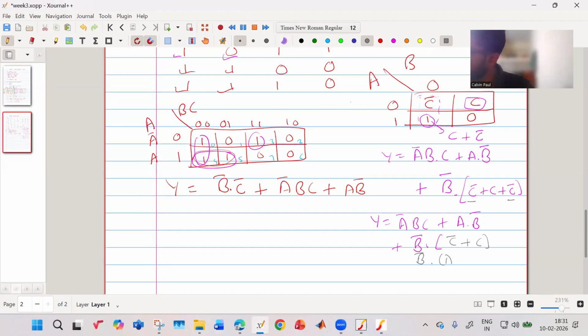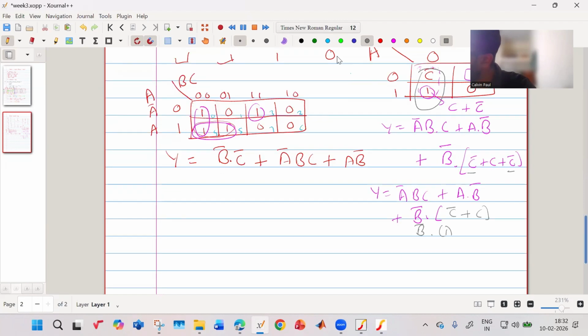There's a mistake. What I recall is, you will club these 2, because B bar is common, and you will also take C bar, if I'm not wrong, common. So it will come out to be B bar dot C bar. How exactly? Let me check it once more. The reason behind that.